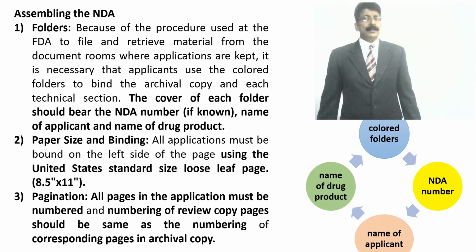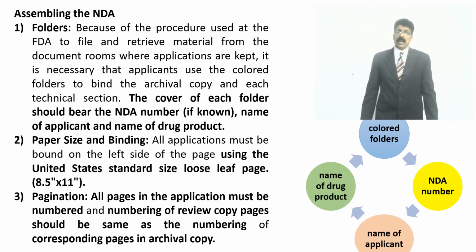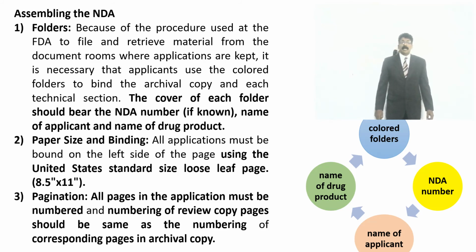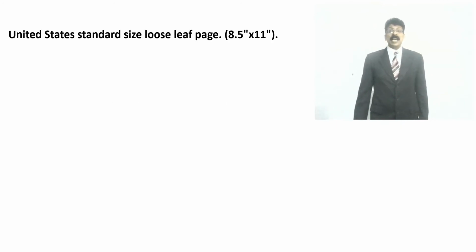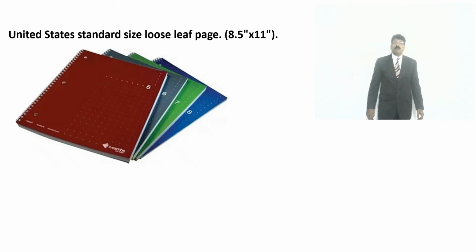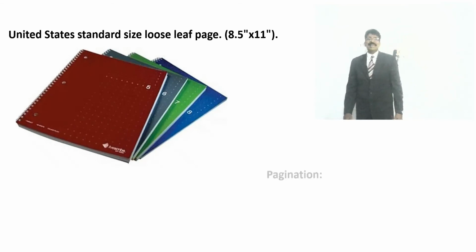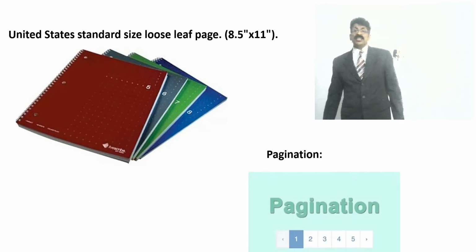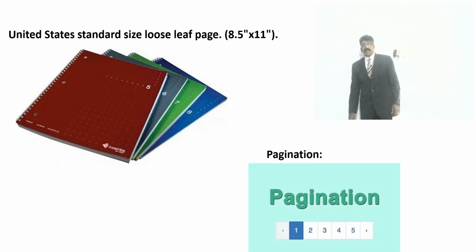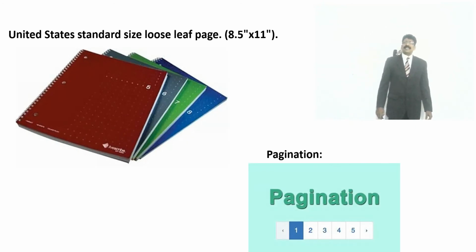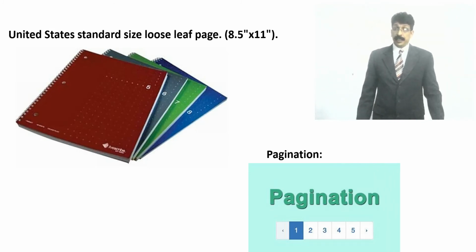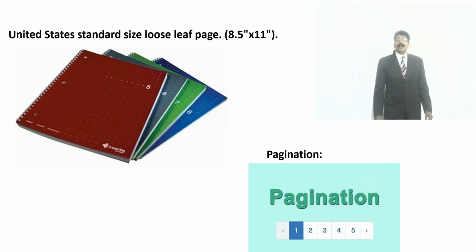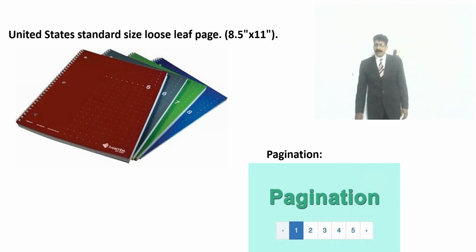I hope with this slide students will remember about the color and the folder and the size of the paper, and also the page numbers. Pagination is very important. United States standard size loose page of 8.5 into 10 inch. You can see the file and the size I have taken to show you just a picture. Pagination means just like numbering. You have to give numbers for each and every page, so that for any finding reference, the investigator or the appointing authorities can easily identify the application, what is going on, what you have written in the form.